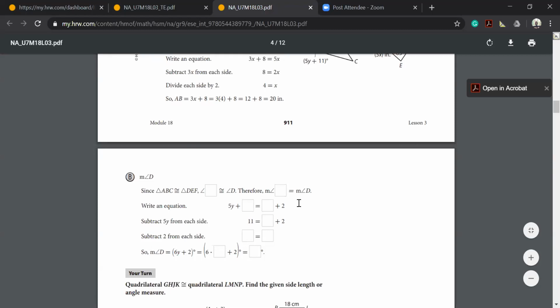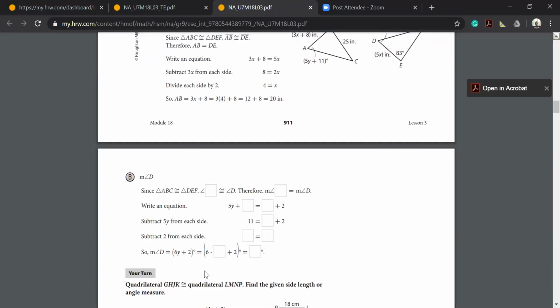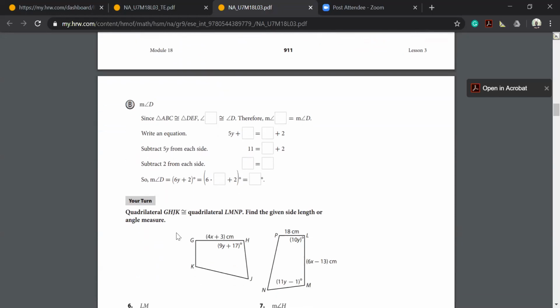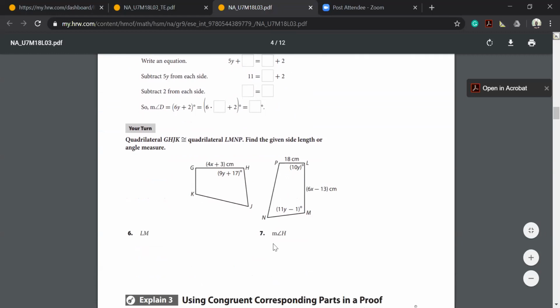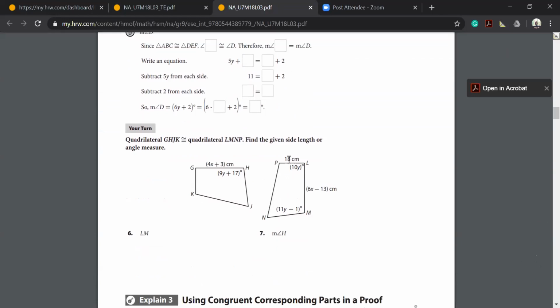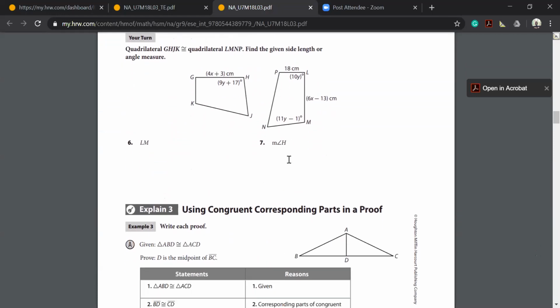And remember, you have to write for me the what? The degree, because this is an angle. So you have to finish this, please, and show me your answers. And you have to do question 6 and 7 as well. The same idea. Nothing new. Okay? The last part in the lesson.